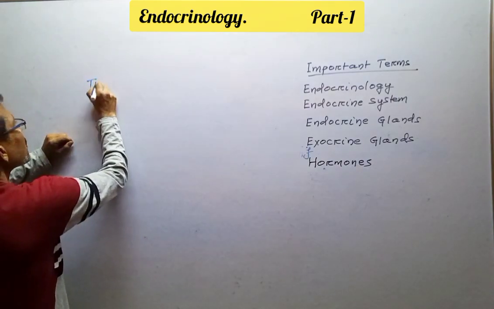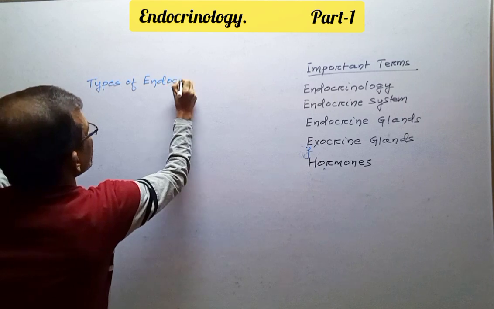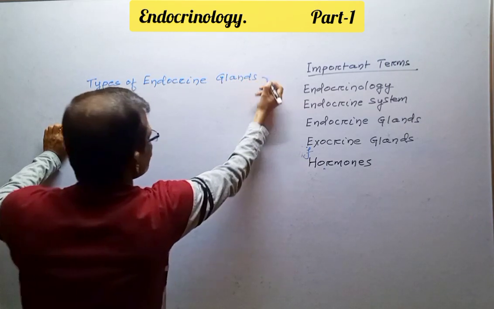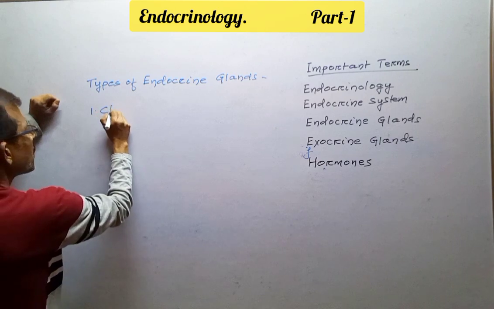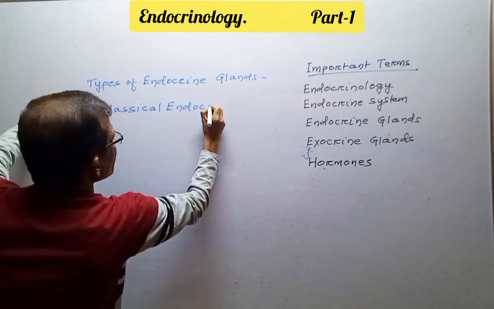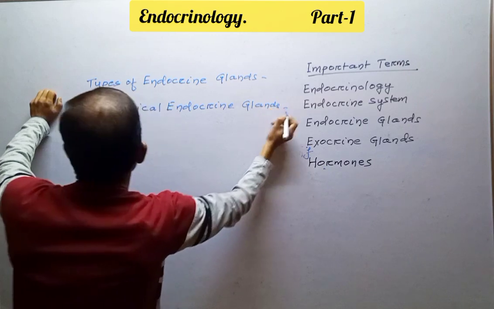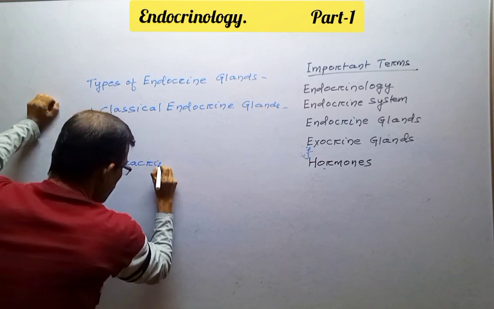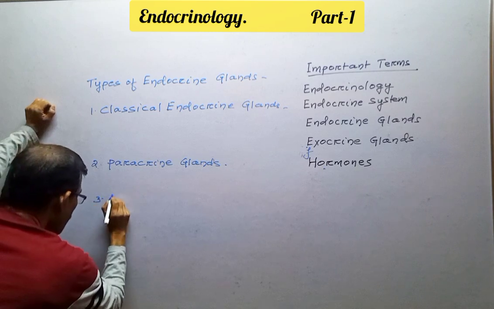Types of endocrine glands. The endocrine glands can be classified into three different groups such as classical endocrine glands, paracrine glands, and number 3, autocrine glands.